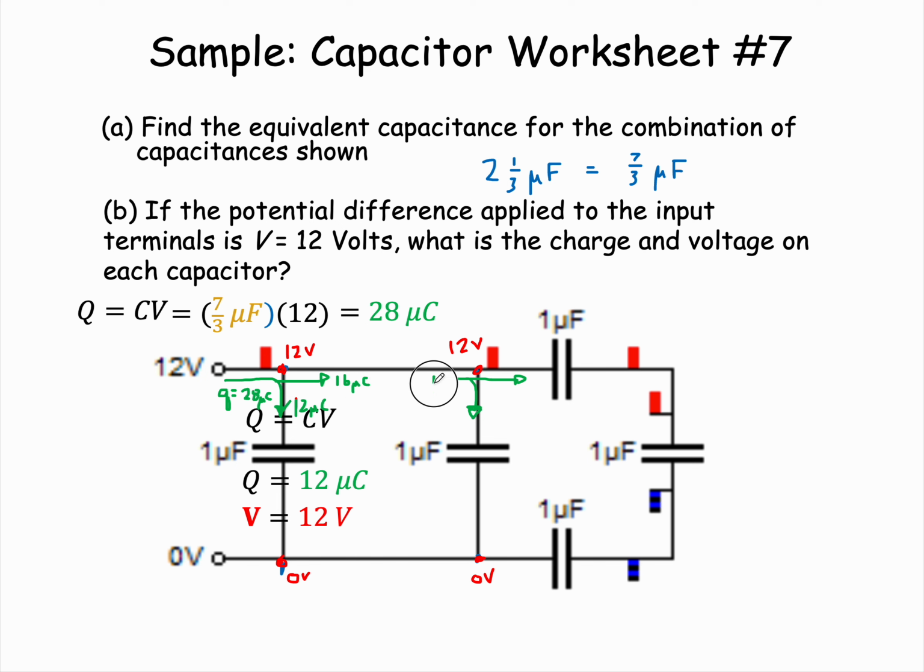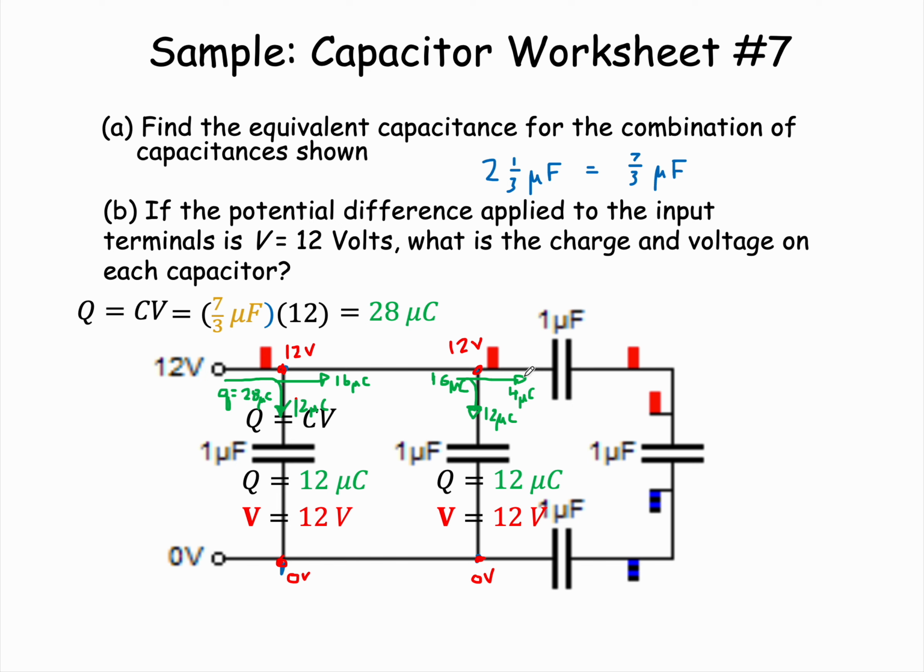Well, out of that 16, how much goes down to charge up the next one? Well, we can do the same Q equals CV trick. We know the voltage on this one's also going to be 12 volts. And so by the same logic, it's going to be 12 microcoulombs going down in this one. And now that we've done that, could you please tell me how much charge must be going through that junction? 16 microcoulombs comes in, 12 goes down this way. Charge is never created or destroyed. It means that 4 microcoulombs have to be going off this way.